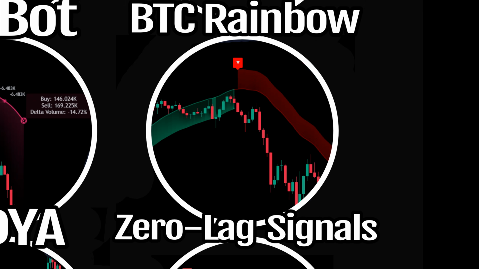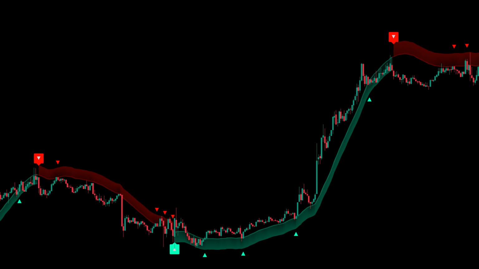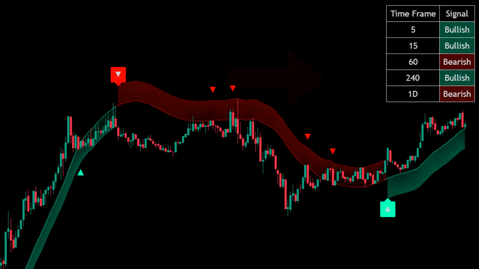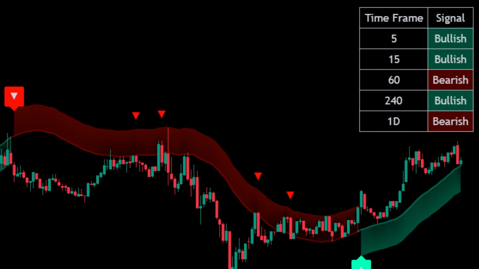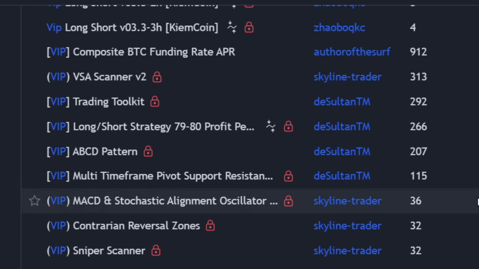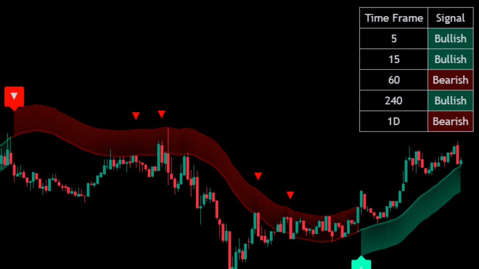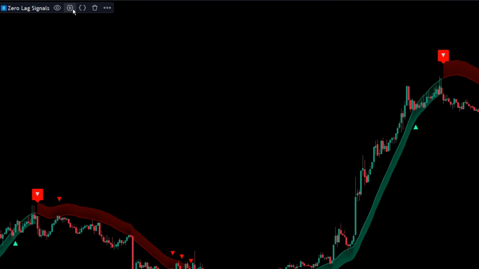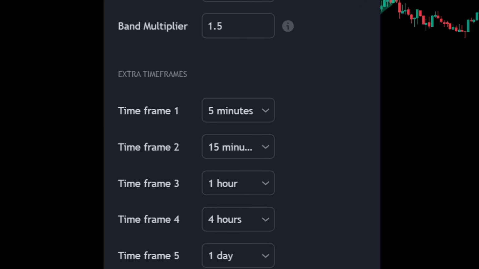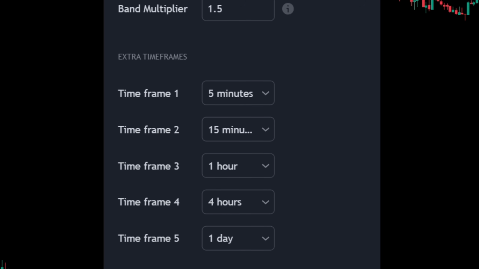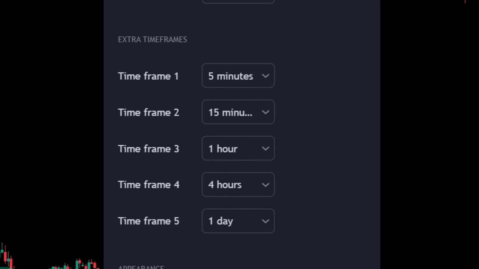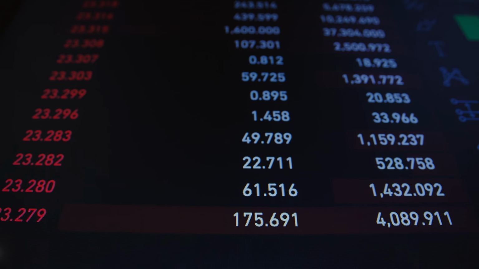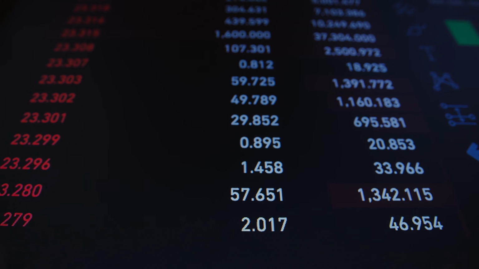This one is called Zero Lag Trend Signals. It is unlike many other buy and sell indicators because it also has multi-time frame analysis enabled by default, which is a feature that most of the time only premium indicators have. It shows you the current signal on 5 different time frames, which you can configure in the settings of this indicator. By default, you get the 5-minute, 15-minute, 1-hour, 4-hour, and daily time frames, which I think is the best choice for most people because those are the most traded time frames that are being monitored by millions of traders.